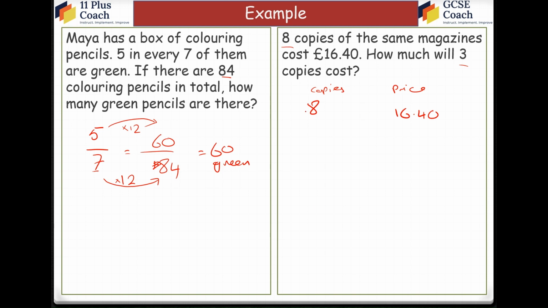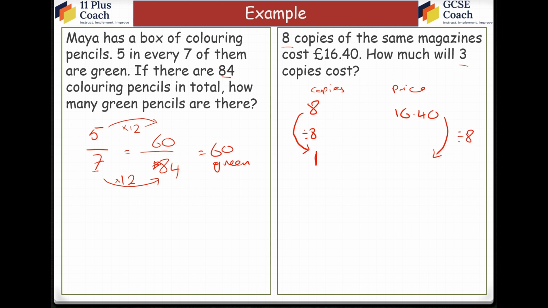Well, I can't easily divide or multiply a number by 8 to get to 3. But what I can do is get to another number that can take me to 3 first. So for example, I can work out what 1 copy is worth. To get from 8 to 1, I need to divide by 8. So if I divide the copies by 8, I need to divide the price by 8. Remember, price is proportional to the quantity.